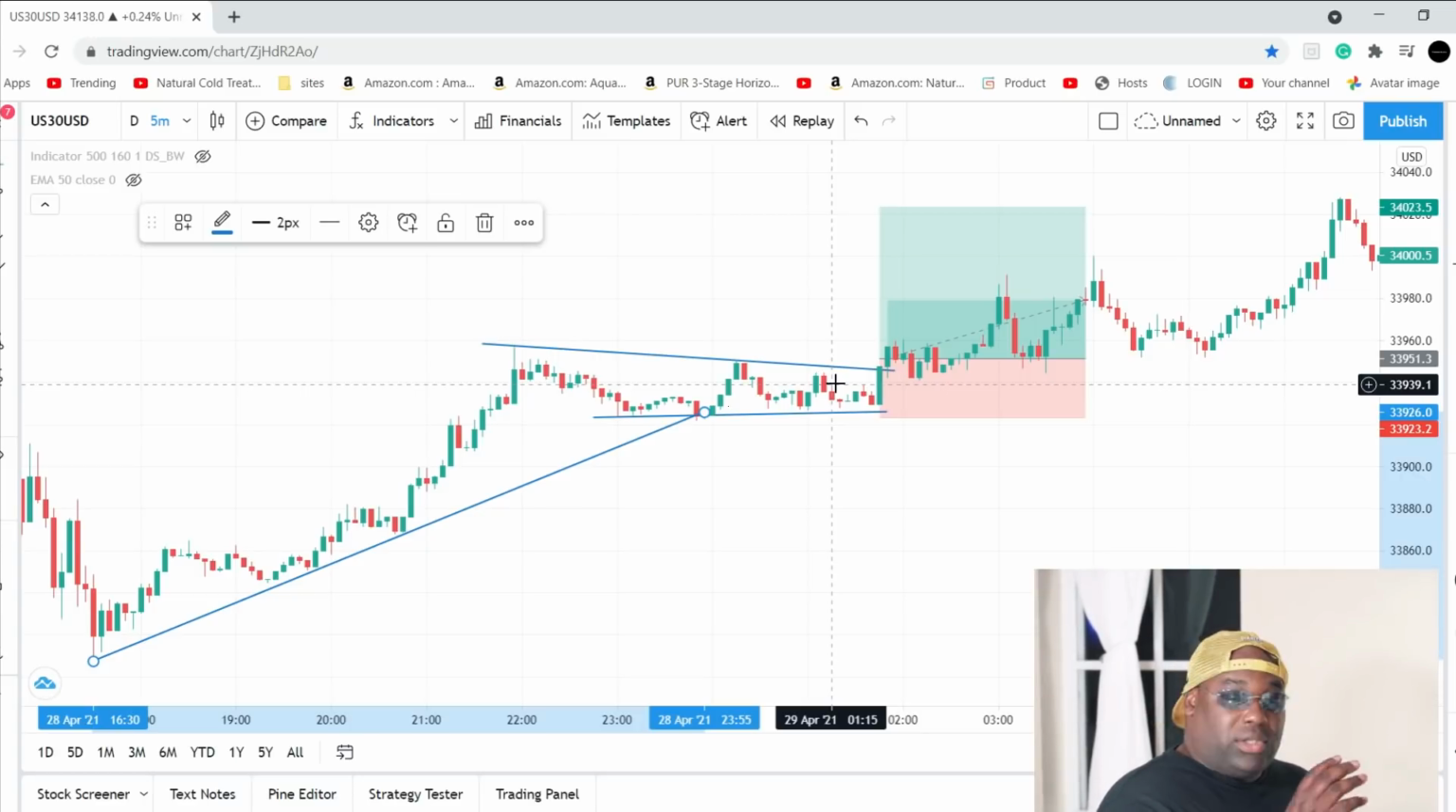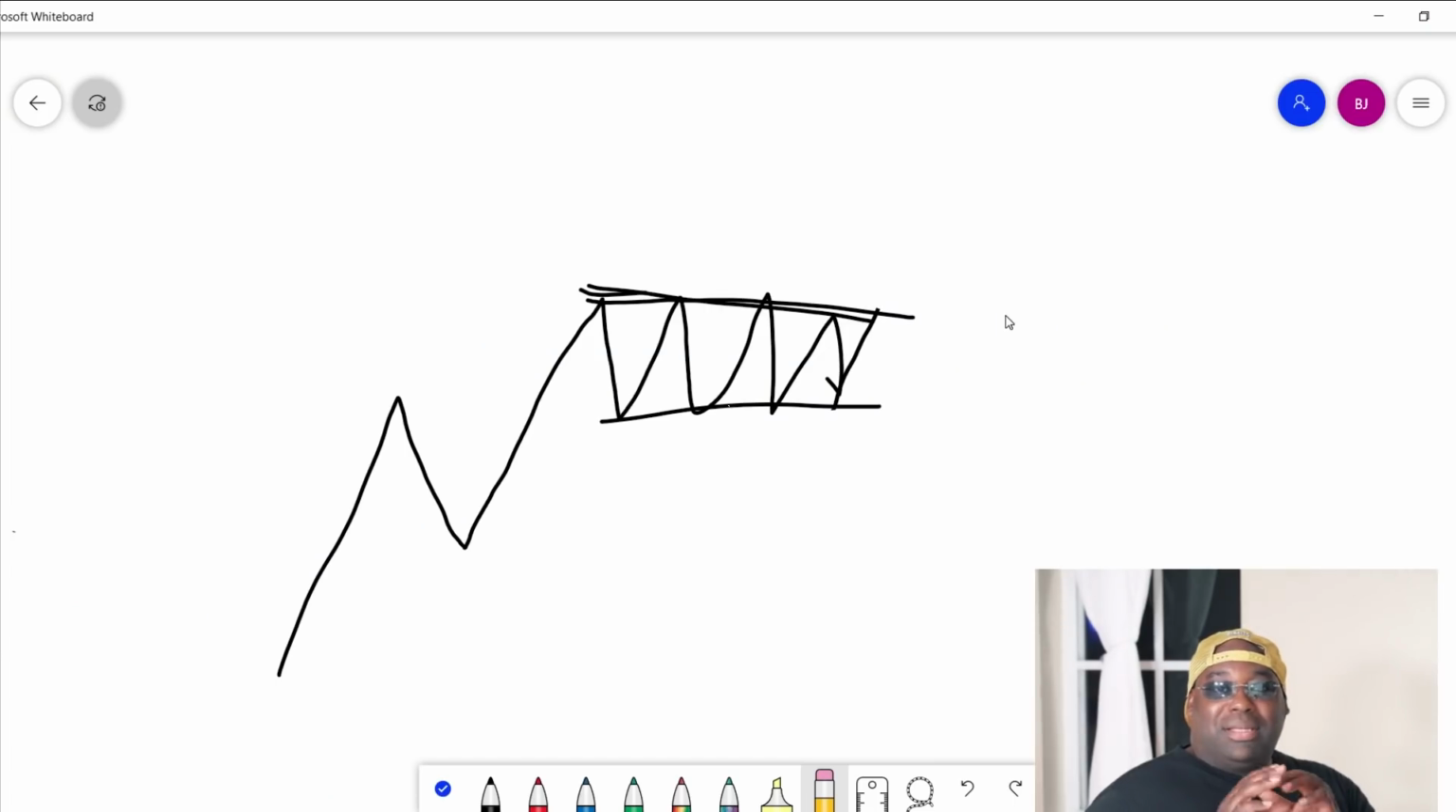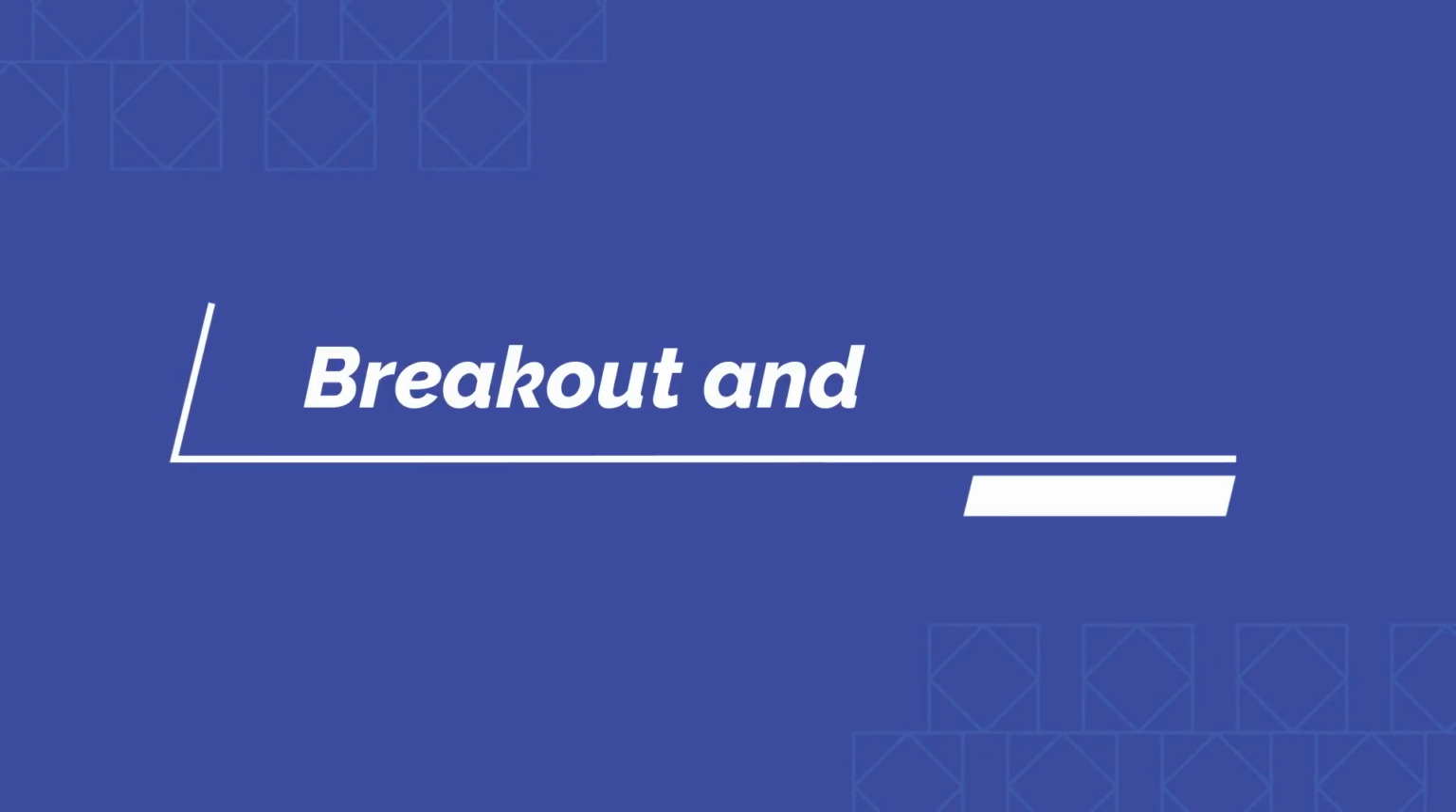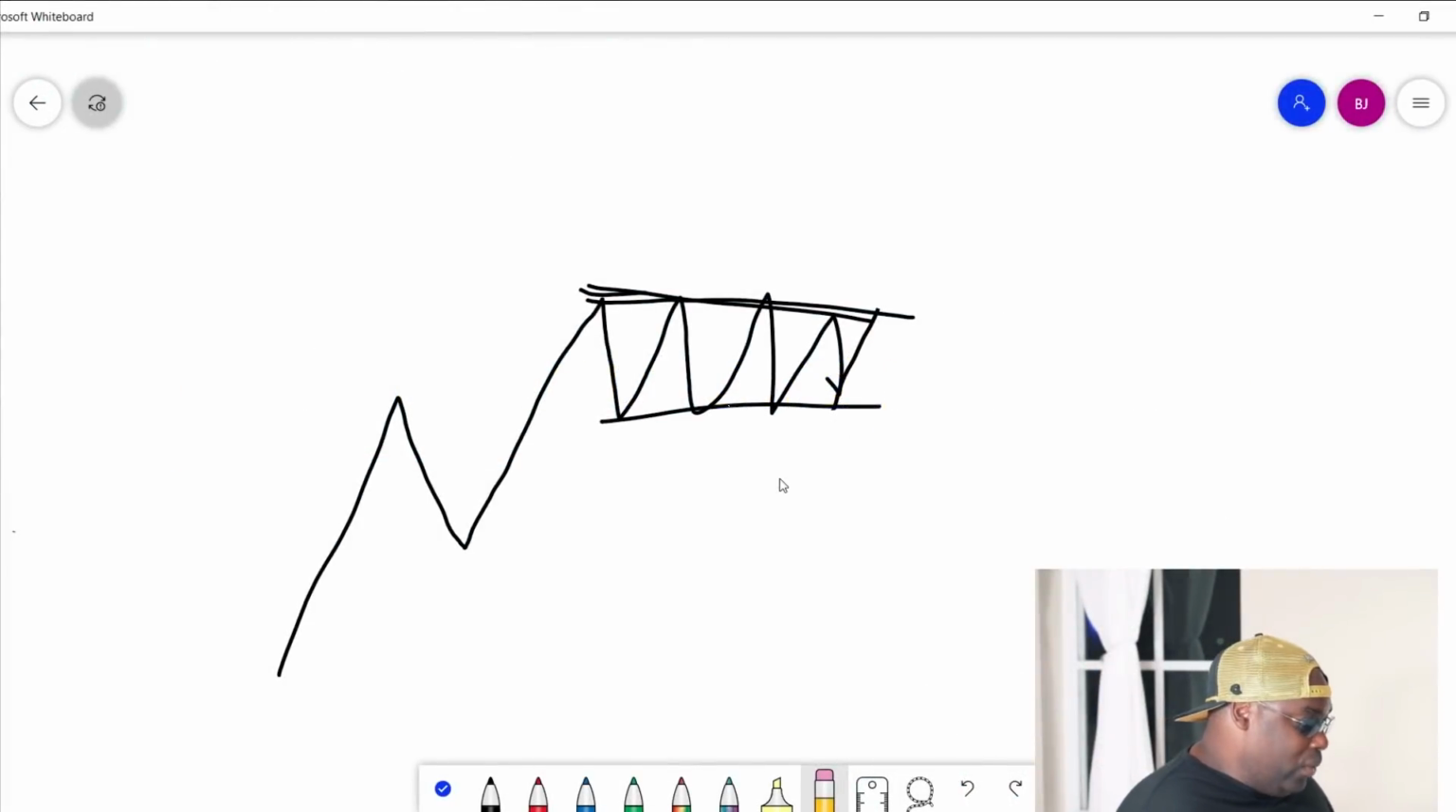Okay, so let's go to the second way you can actually trade a breakout. The second way is not getting in right away. You wait for the market to break out first, and then you wait for it to pull back. So we are waiting for that pullback. This is the same example right here, but now we're waiting for the breakout, and we're waiting for the market to pull back to that breakout level.